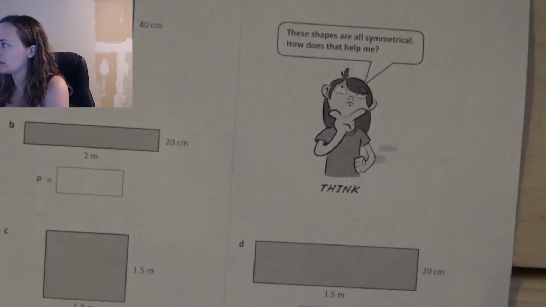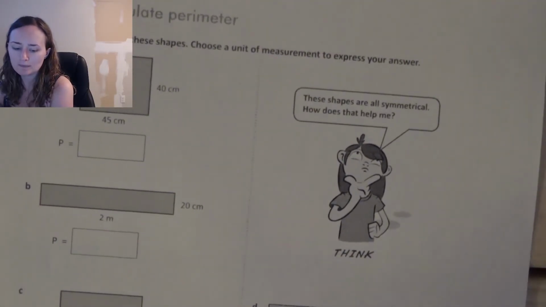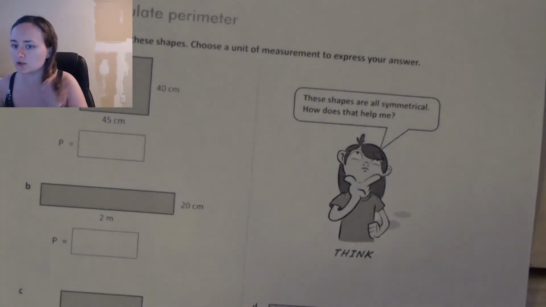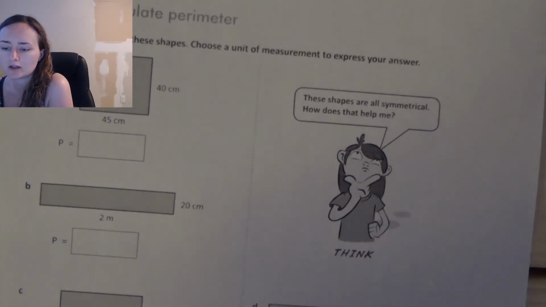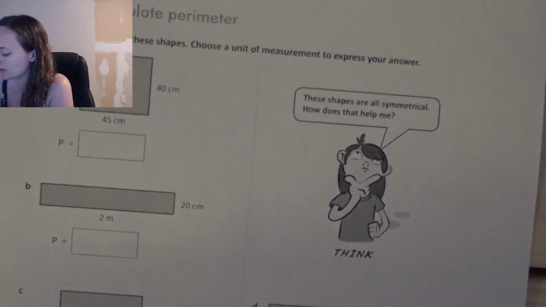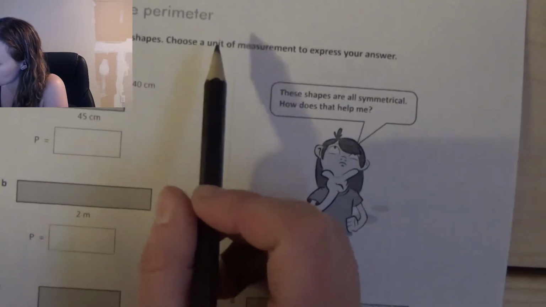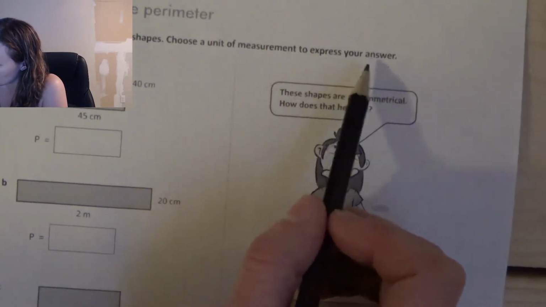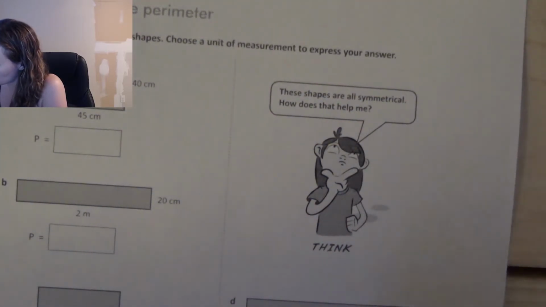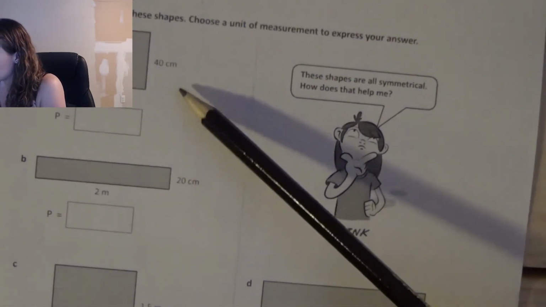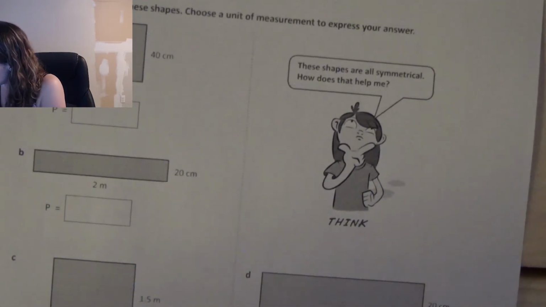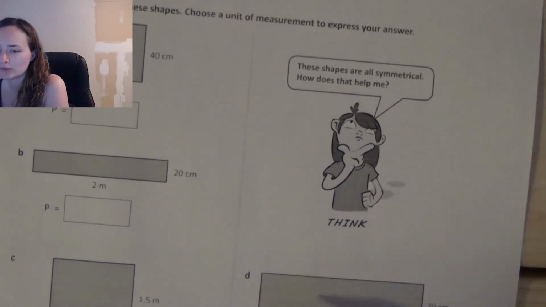And this is the last page for this video. I'm gonna break this up again into 3 videos, so that way you're not listening to me for hours on end. So to calculate the perimeter, we're going to find the perimeter of these shapes. Choose a unit of measurement to express your answer. So you will see that this one here is centimeters, and this one down here is meters. That's kind of all we work with here.